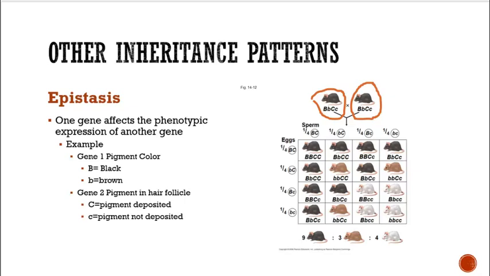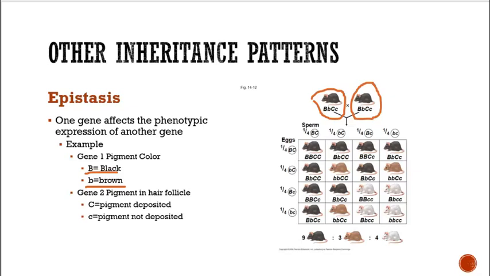So we can see that we have 4 alleles here. So we have B, which refers to the pigment color. So the capital B is dominant for black pigment, and the lowercase b is recessive for brown. So we have one gene for pigment color. Black is dominant to brown.